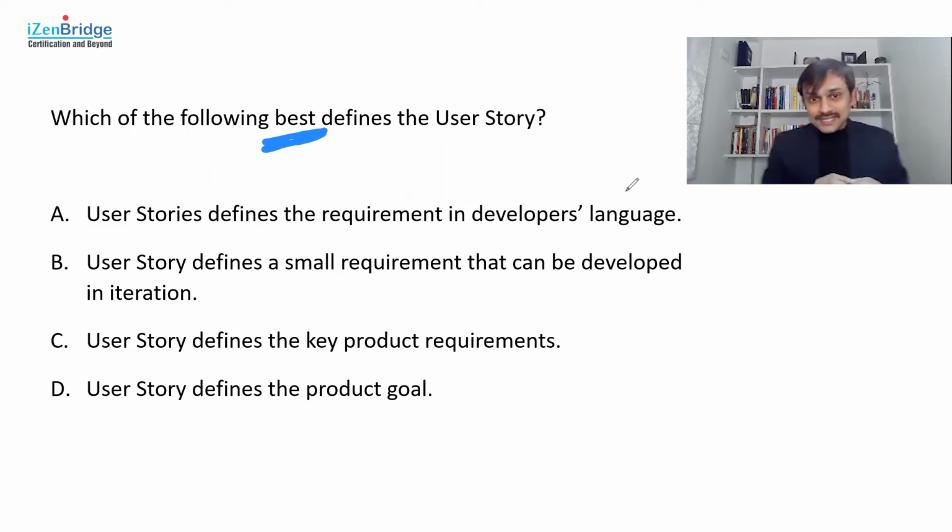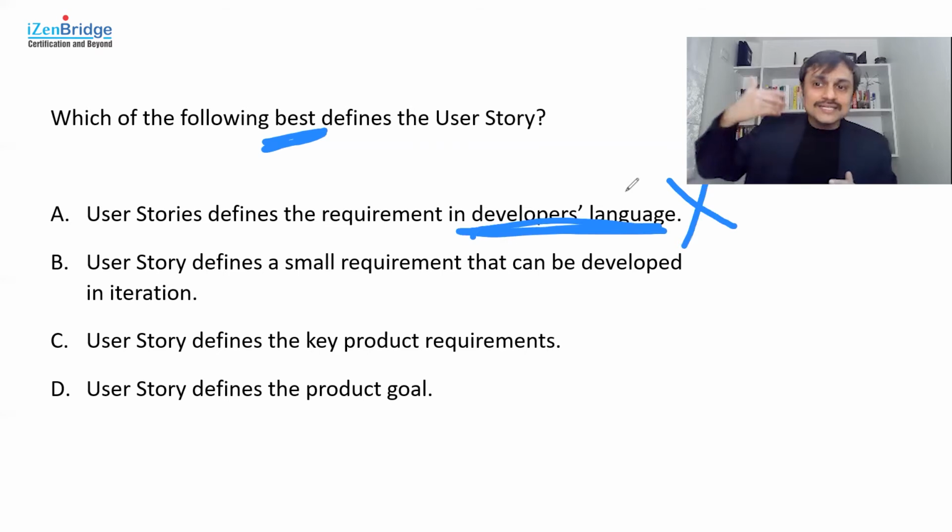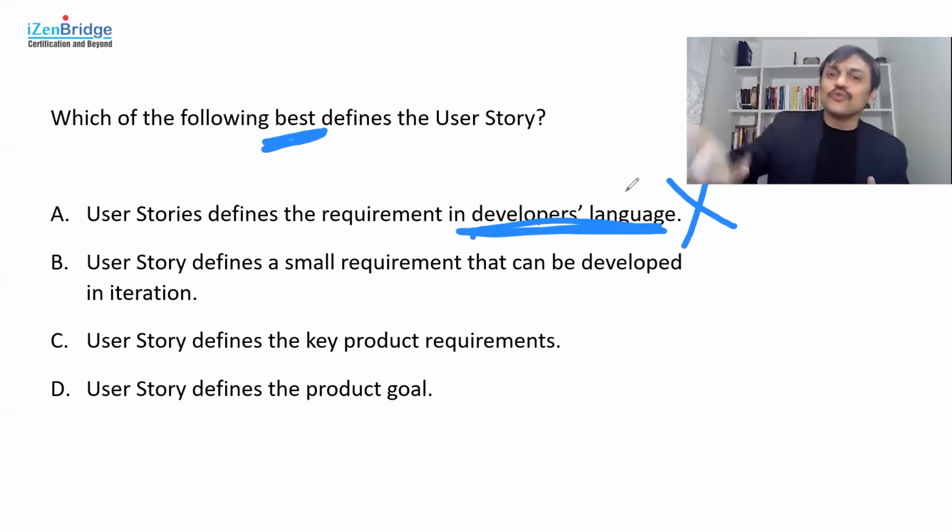Okay, so first thing is we should not forget the word best. And then let's explore what the options are and how right or wrong they are about the user story. Now, user story defines the requirement in developer's language. Definitely no, because it is not about developer's language. It is about the user's language. It is all about what the user wants to do. That's the whole idea of user story. So it is not about developer's language.